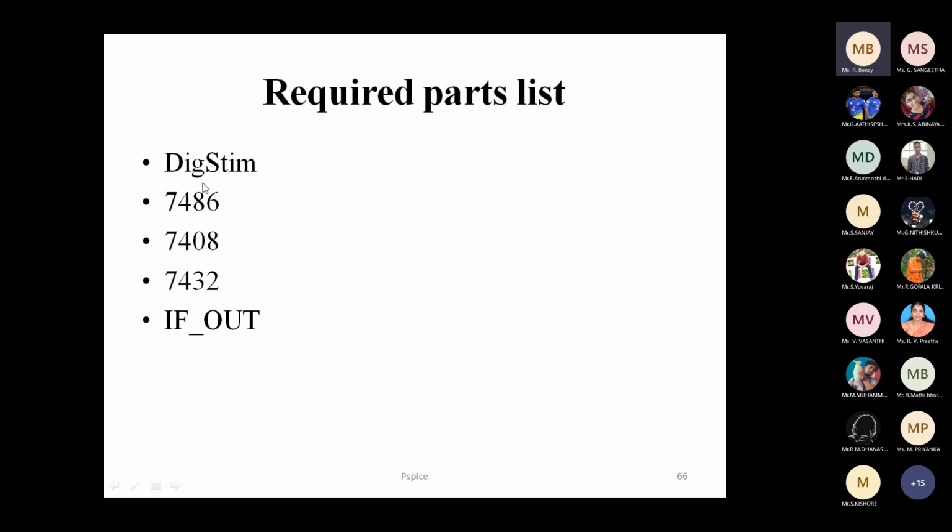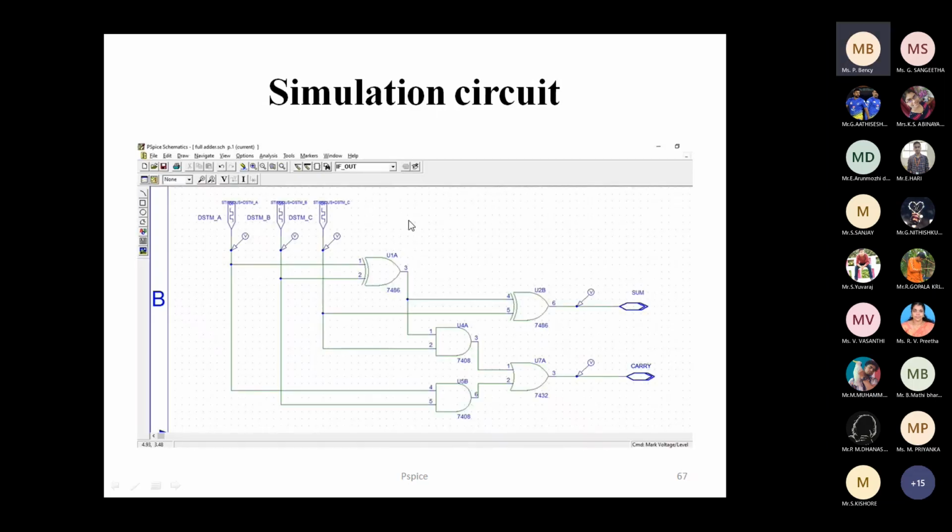Remember all of this well. We use Digstim for the input, and 7486 is the XOR gate, 7408 is the AND gate, 7432 is the OR gate, and IF_OUT is the output. If we use IF_OUT, we can see the output of that particular part. So this is the simulation circuit.